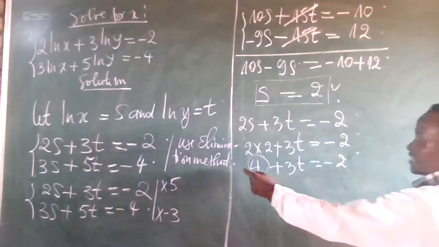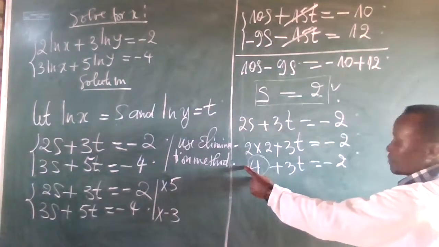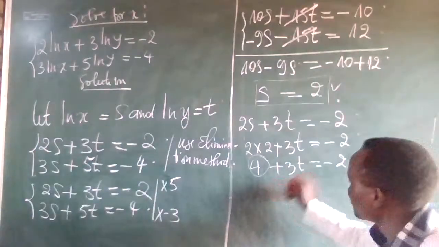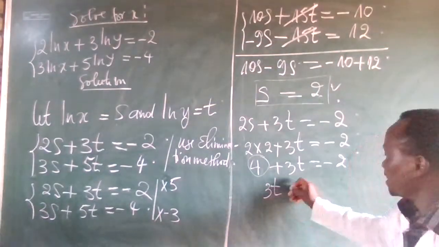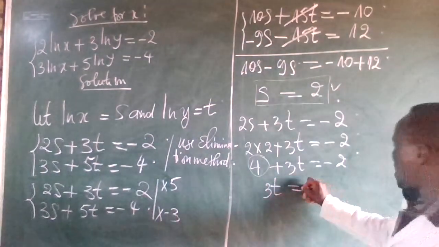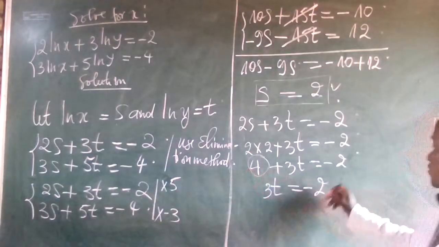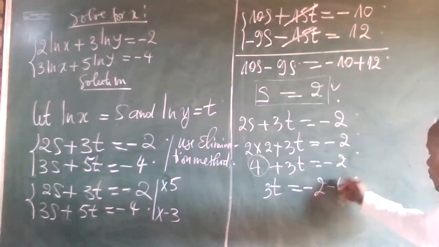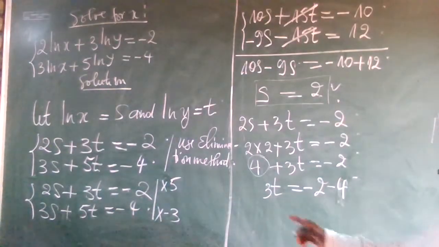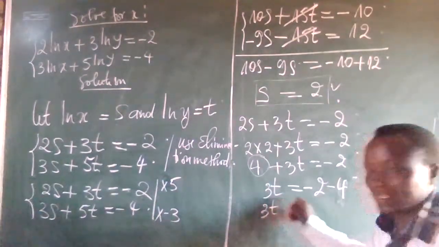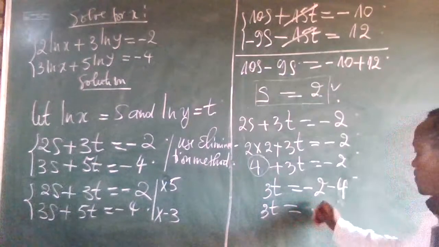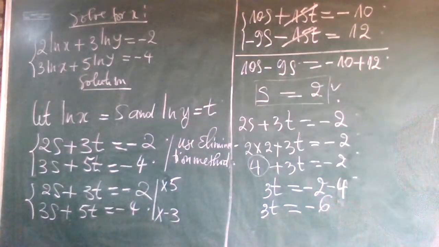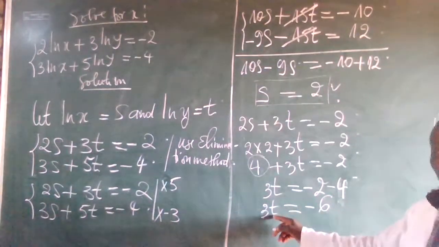It means the sign it has in this first member will be changed. We have here 3t is equal to minus 2. Also this 4 minus 4. Now we remain with 3t will be equal to minus 6. You see? Now we're going to find the value of t.